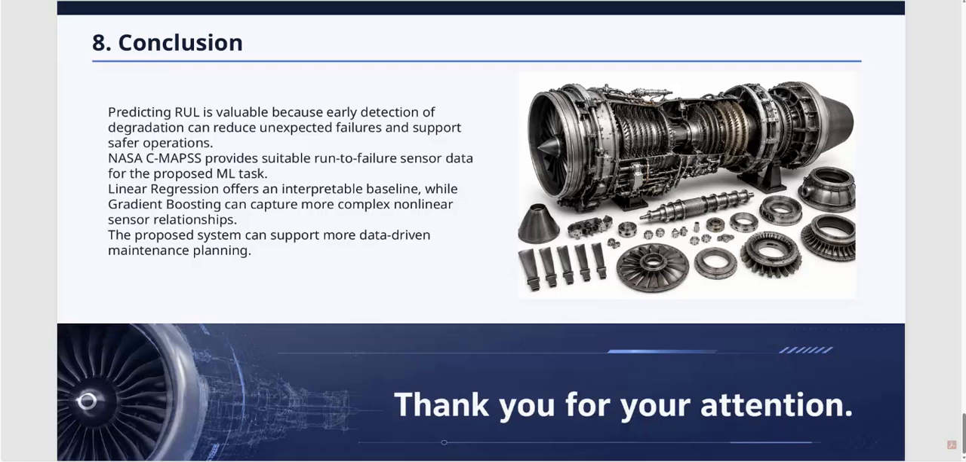Estimating RUL is important because spotting engine wear early can help prevent unexpected breakdowns and improve safety. The NASA C-MAPSS dataset provides the run-to-failure sensor data needed for these machine learning tasks. Linear regression gives a simple and easy-to-understand starting point, while gradient boosting can model more complex, nonlinear relationships in the sensor data. This system can help make maintenance planning more data-driven and proactive.